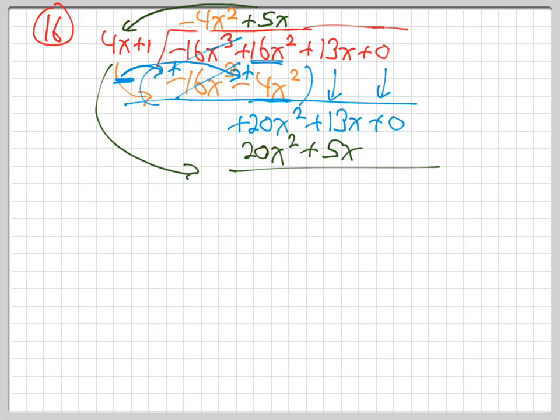Now we've got to subtract that whole line, so the negative is going to distribute in, and you're subtracting the whole line. So now 20x squared minus 20x squared is 0. 13x minus 5x, what is that? 8x plus 0. One more step.